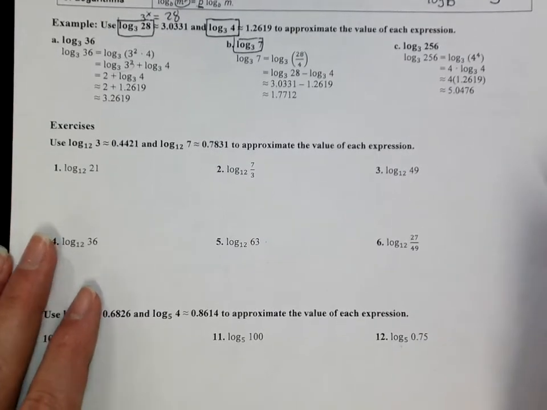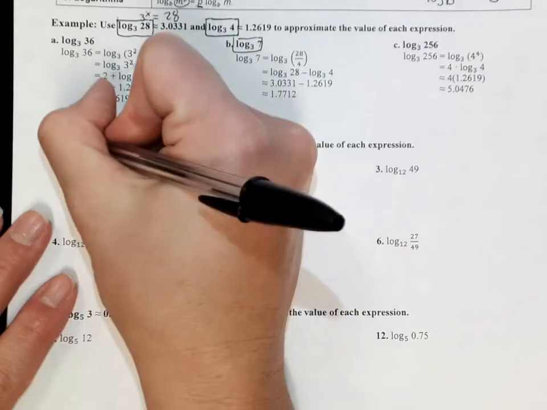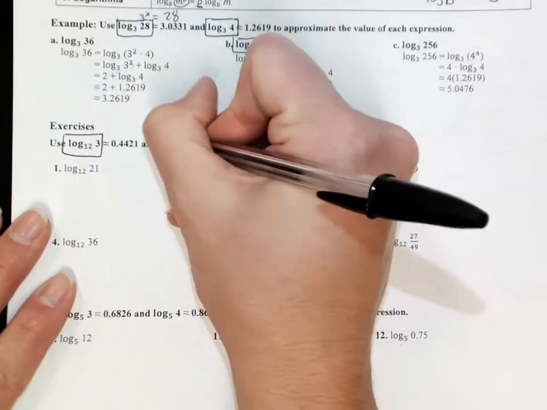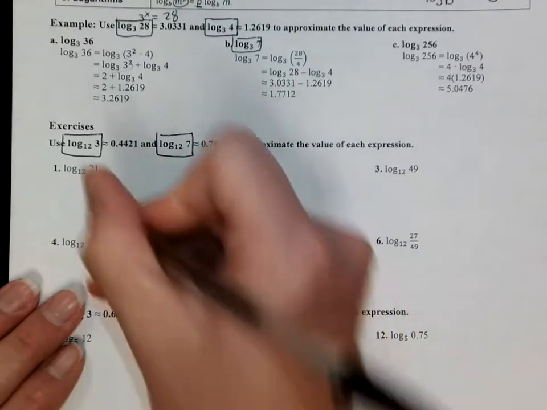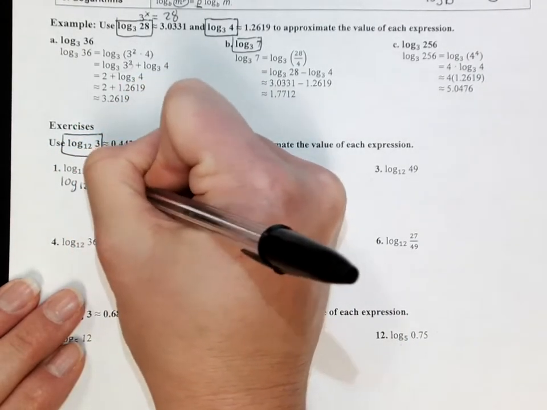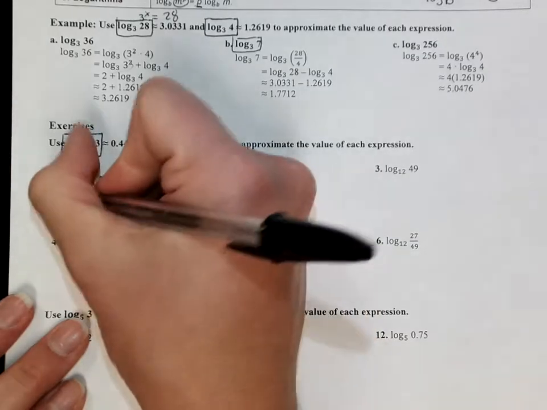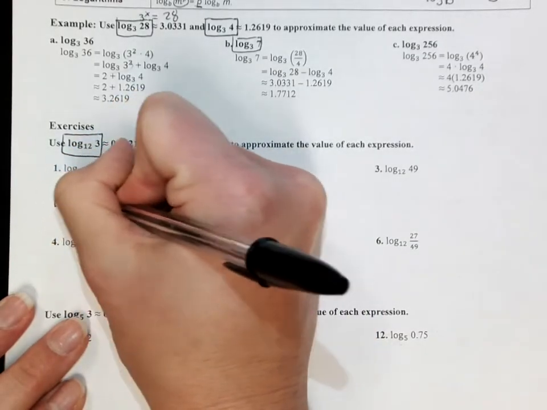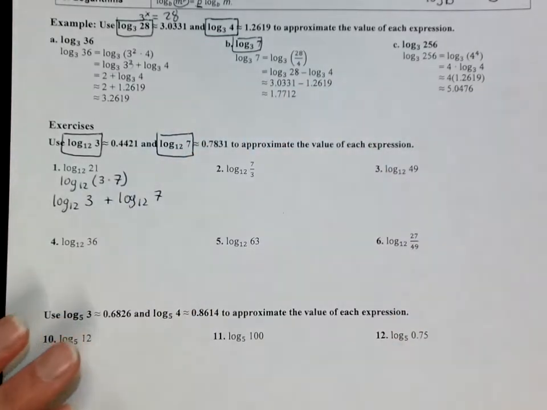I don't know how far I'm going to go into this, but we're going to talk about it anyway. So the very first one, they've given you log 12 of 3 and log 12 of 7, and they want you to figure out 21. Well, you know that 21 is the same thing as 3 times 7. I think everyone will agree with that. So if I'm going to evaluate my two logs, I can add the log 12 of 3 to the log 12 of 7, and that will give me my solution.